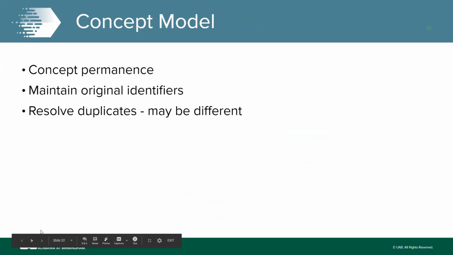So we want to maintain the concept model. Whereas things like ICD-9, ICD-10, those are for reporting. They don't necessarily follow a full concept model. Things aren't represented necessarily the way that we think they should be. So we want to have concept permanence, maintaining the original identifiers. These are things that the other speakers have talked about, and also resolving duplicates, which may not really be duplicates.